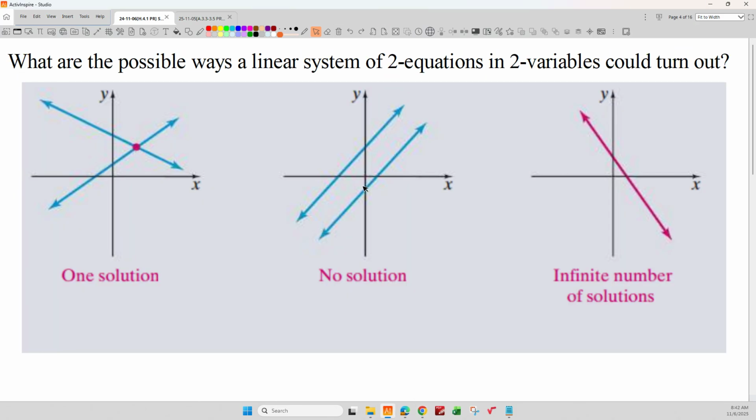So what are the possible ways then, if we have a system of two linear equations, we can think about this graphically. What are the possible ways that they could interact? Well, we already saw something like this, where they share a single solution. Of course, it's possible that the lines could be parallel, in which case there's no solution, right? They never cross. Or they could end up being the same line, in which case there's an infinite number of solutions because every point on each line is a solution, right?